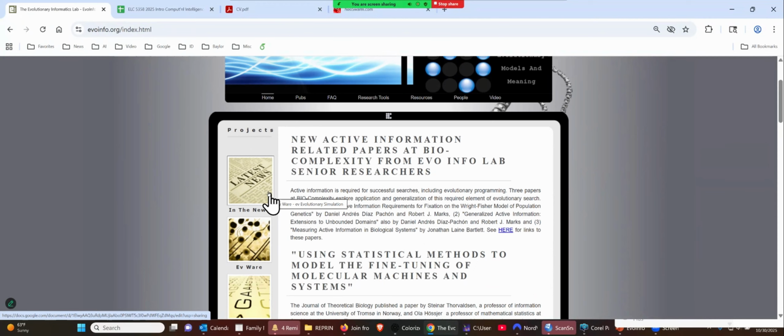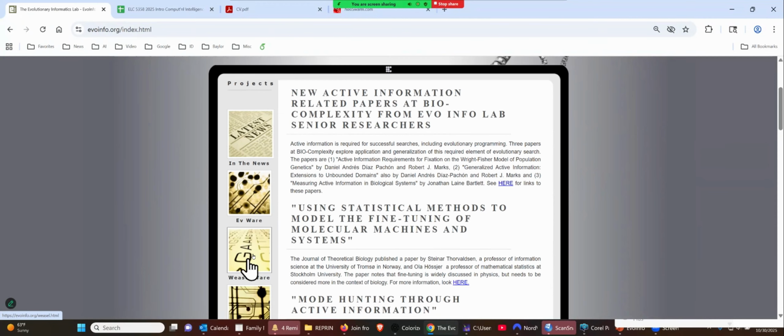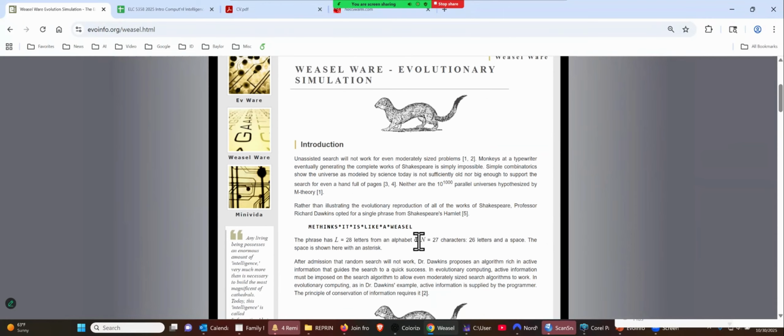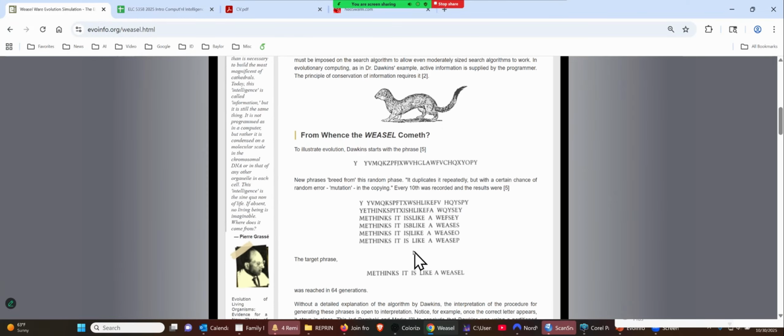For random search, we have something called weaselware, because "Methinks it is like a weasel." So this is unassisted search. It will not work even for moderately sized problems. Monkeys at a typewriter eventually creating the complex work of Shakespeare is simply impossible. And we'll get to our definition of impossible. Is it probable? Yeah, but no, it's impossible. And we have the "Methinks it is like a weasel," and we talked about the probability of that occurring, and that is just nothing.